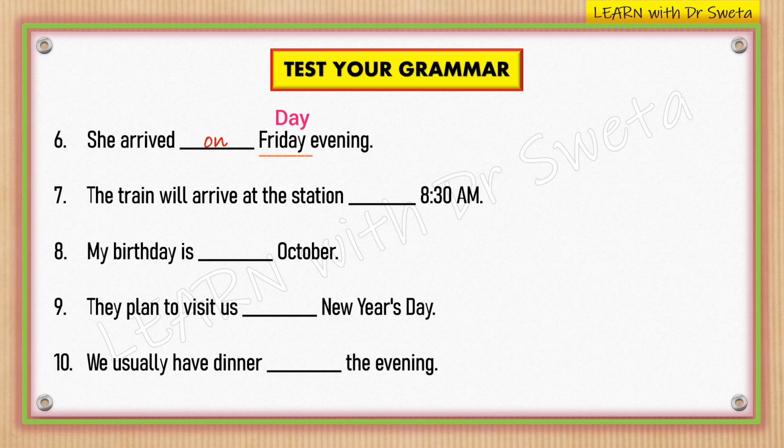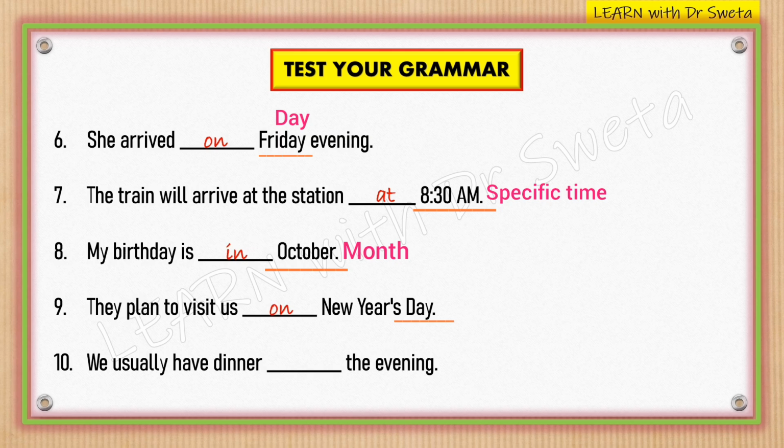My train will arrive at the station blank 8:30 a.m. Specific time, 8:30 a.m. So we will use at. The train will arrive at the station at 8:30 a.m. My birthday is blank October. October is a month. So in. My birthday is in October. They plan to visit us blank New Year's Day. Day, so we will use on. They plan to visit us on New Year's Day.